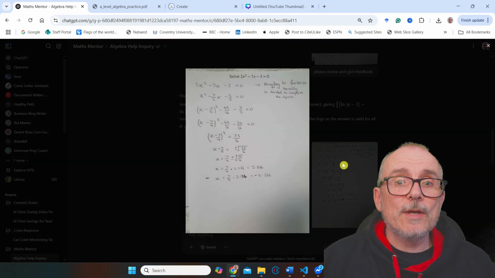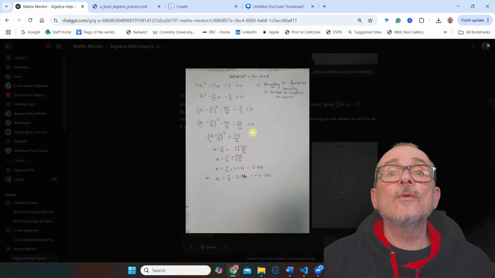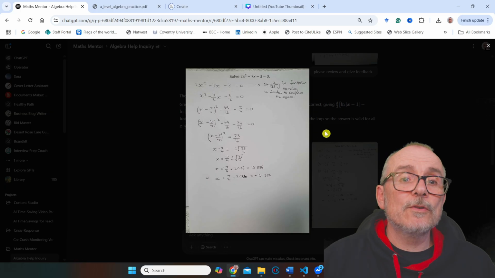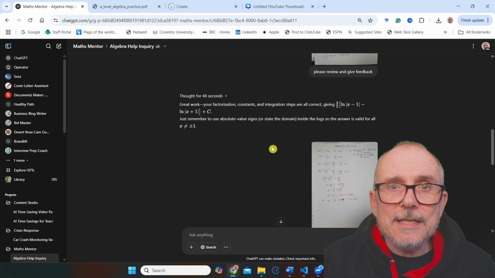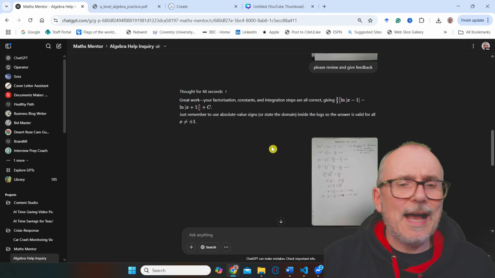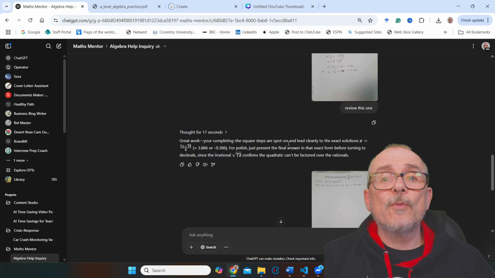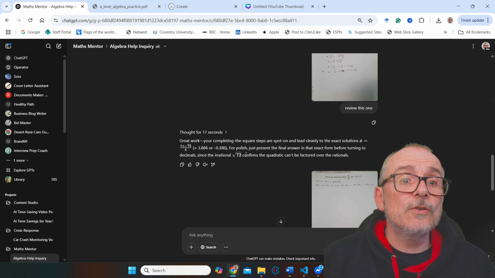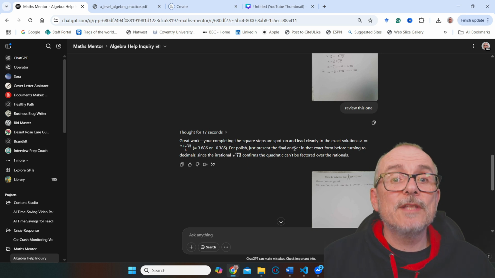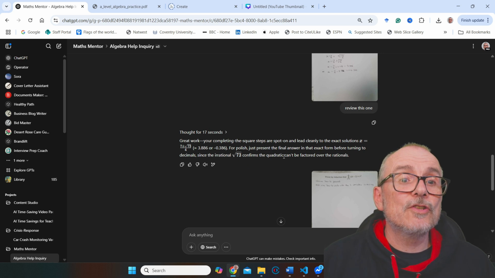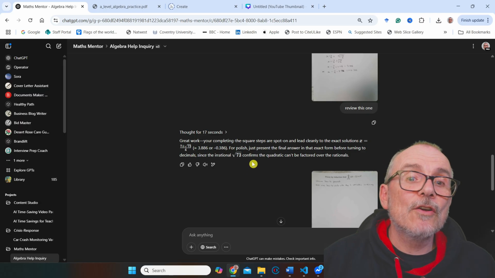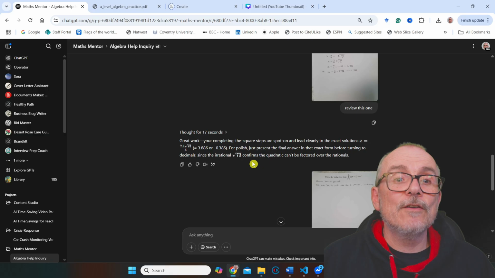And then the second question, had another go, decided how he wanted to work. Good job he's here, because I wouldn't have had an idea. And it looked at its work. Thank you for completing the square steps. Spot on and lead cleanly to the exact solutions. For polish, just present the final answer in exact form before turning to decimals, since the irrational square root of 73 confirms the quadratic can't be factored over the rationals.